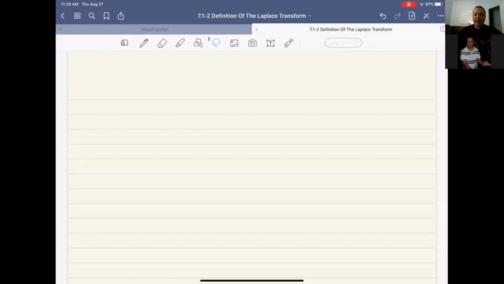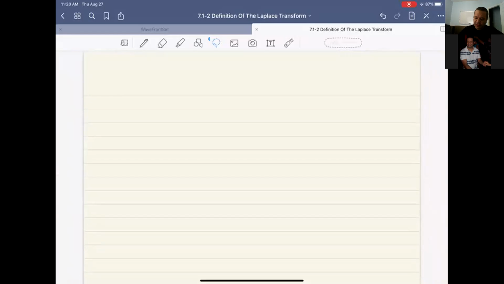Okay, welcome back. So we're going to do another Laplace transform. This one I want to do almost fully with the computer. Okay, so we're going to start.